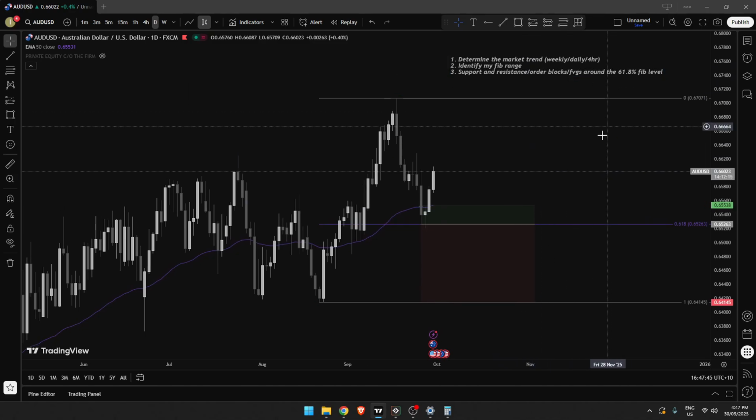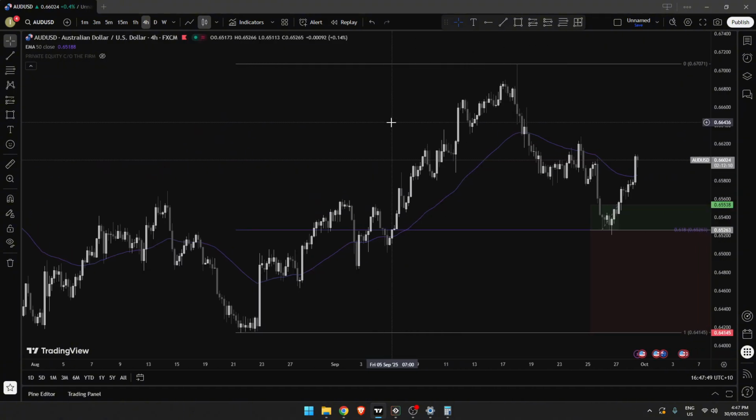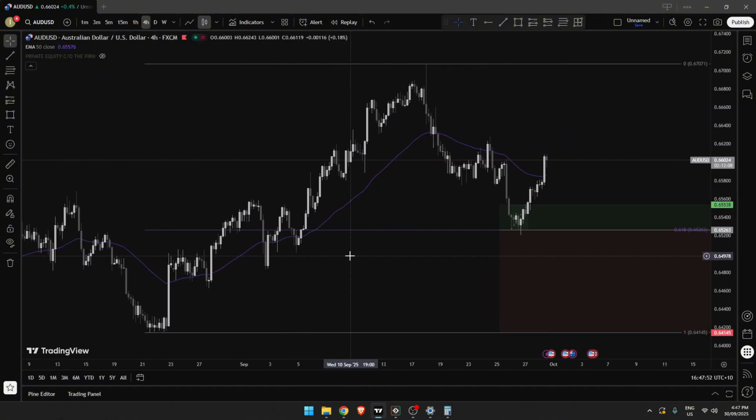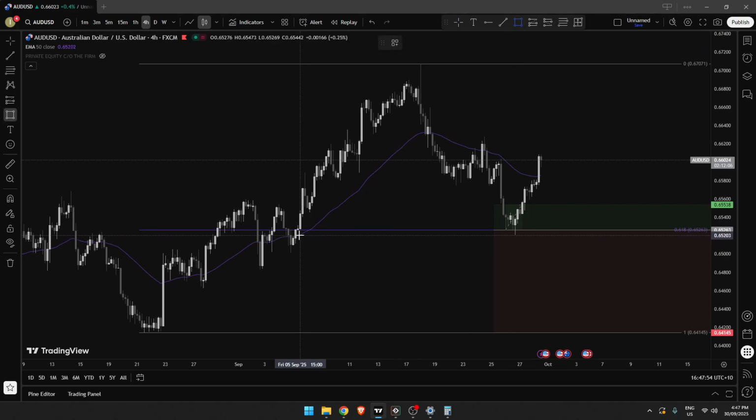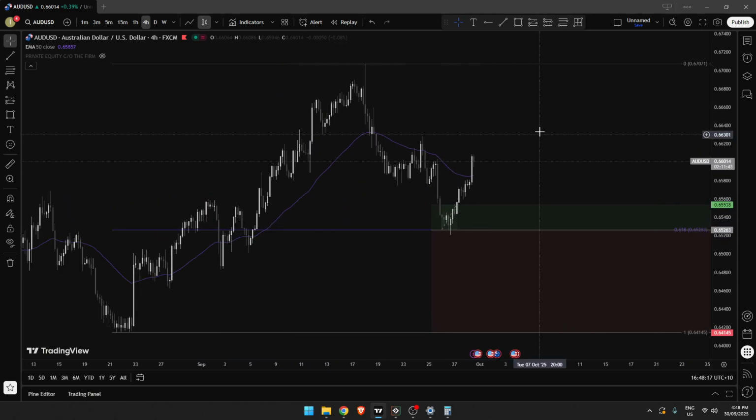Next is a fair value gap. If it's not on the daily, I drop down to the 4 hour to identify these. And as you can see, on the 4 hour, we have a few fair value gaps right near our 61.8 level. So very nice. The reason why I look for a fair value gap is typically after an impulsive move such as this, the market will retrace to refill these fair value gaps. As you can see, it's filled in quite nicely and had a nice reaction from my entry.